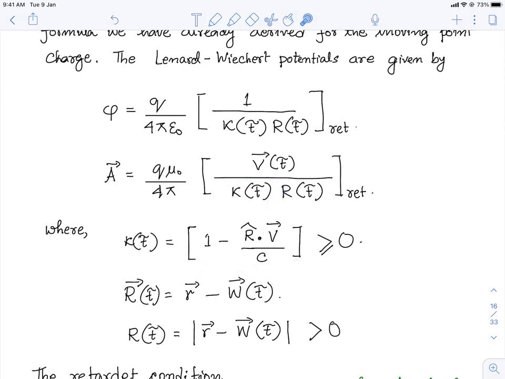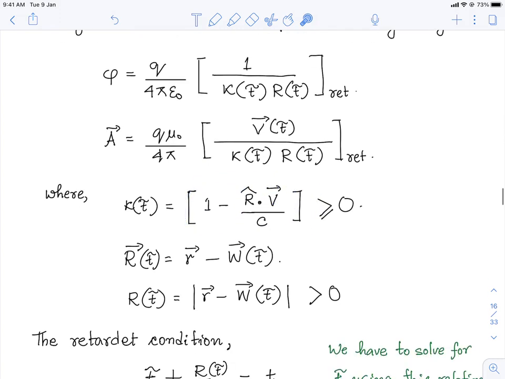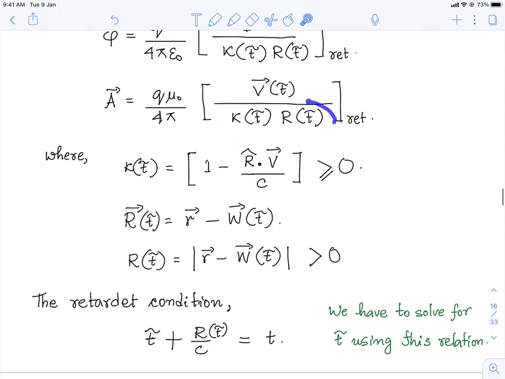And clearly, this kappa factor is greater than 0 because r hat is a unit vector, and the components of v must be less than c. So this is 1 minus some quantity which is less than 1, so this has to be greater than 0. And not only this, the magnitude of r, because it's the magnitude of a vector, also has to be greater than 0. So we want to emphasize the fact that this denominator out here must be greater than 0. Please keep it in mind. This will be helpful. So kappa times r must be greater than 0.